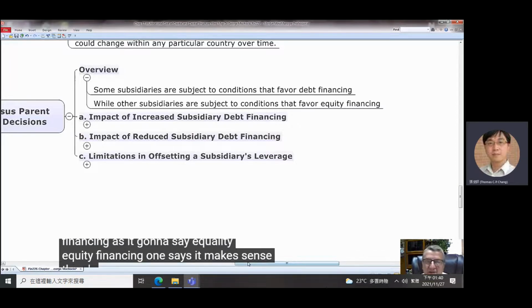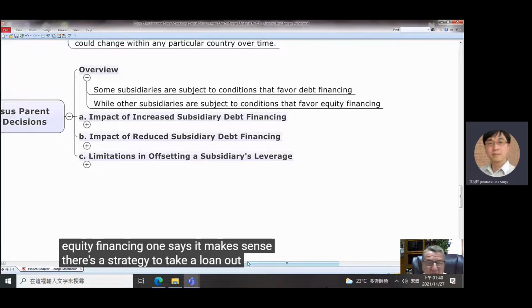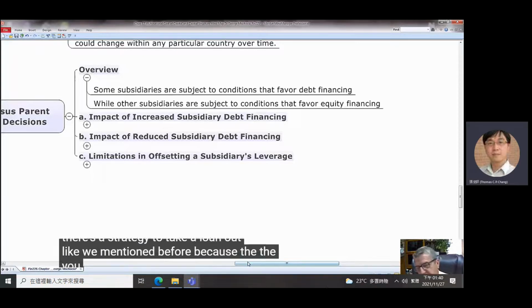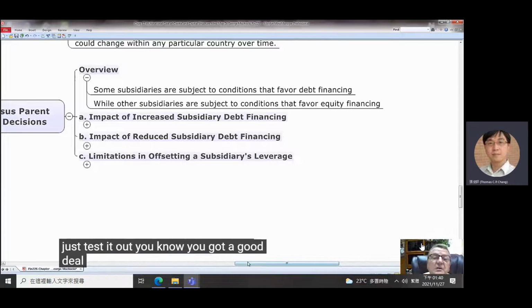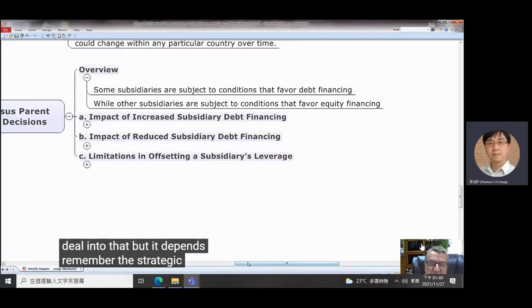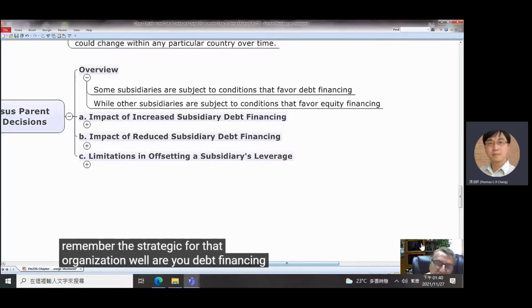One says it makes sense because of a strategy to take a loan out, like we mentioned before, because you may have some fear that the host country is going to take over the company or something else. The other may be just because of the environment out there, or you're just testing it out. Or you got a good deal on the debt, but it depends. Remember, it's strategic for that organization. Are you debt financing or equity?